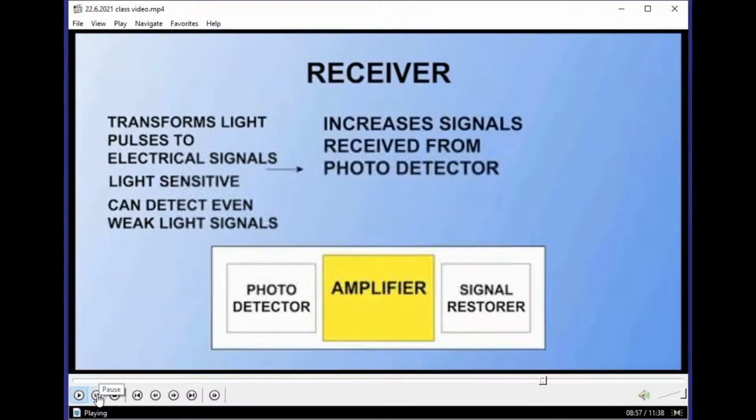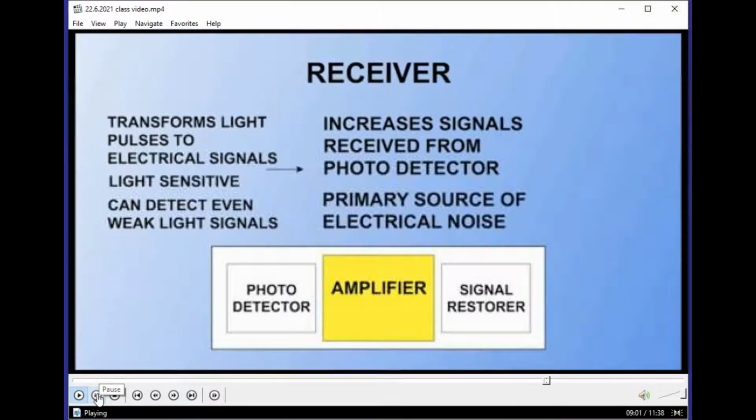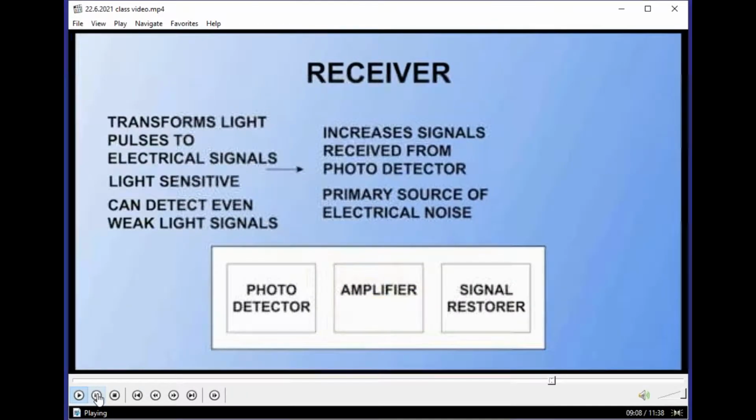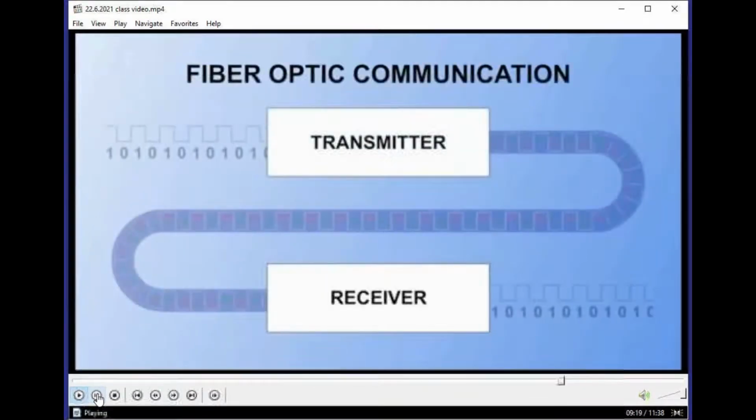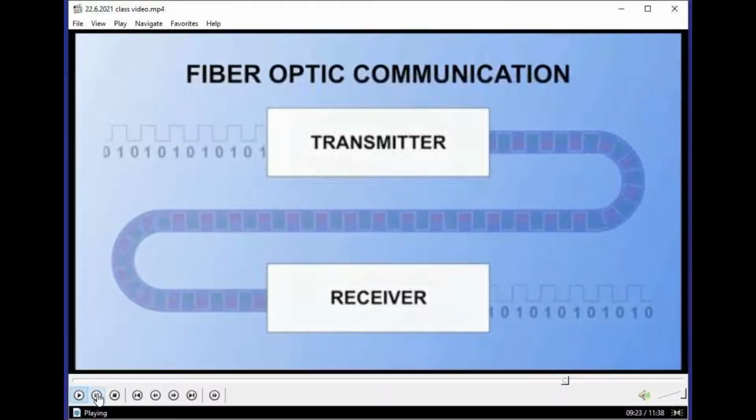The amplifier increases the signals received from the photodetector. This is the primary source of electrical noise in the receiver, and the sensitivity of the receiver is dependent on minimizing this noise. Lastly, the signal restorer converts the amplified electrical signal into a form that is suitable for the interfacing circuitry. Quality transmitters and receivers work together to ensure less signal degradation across the network.